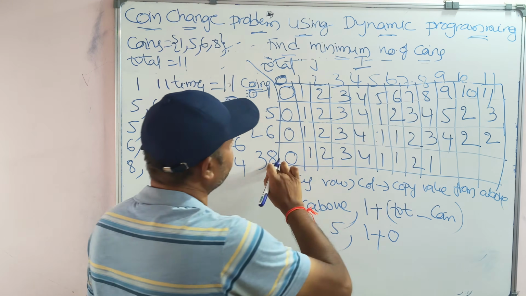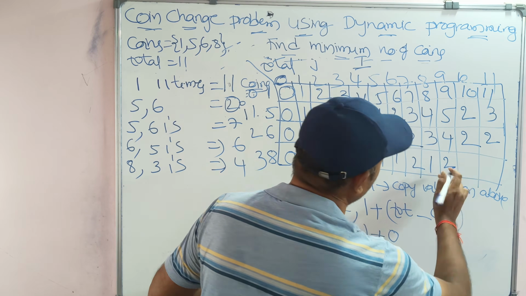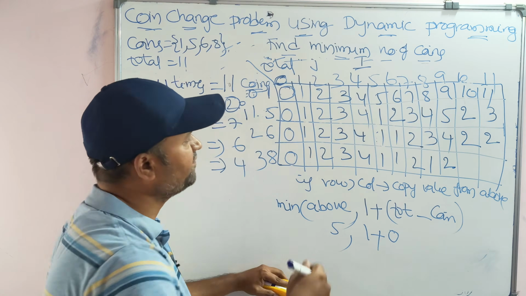9 minus 8 means 1. So 1 column contains 1. So 1 plus 1 means 2. Out of 2, 4, 2 is the minimum number. So for representing 9, 2 coins are required, 8 and 1.